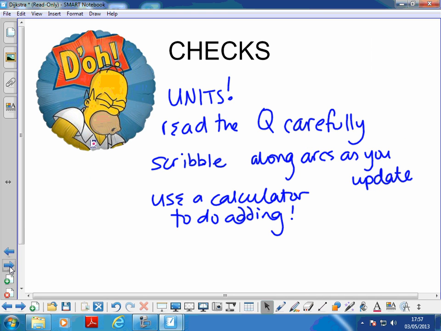Okay, so some checks that you might want to write down. Units, really important, checking that you've read the question properly. As I said, scribbling along the arcs as you update them. And personally, I use a calculator to do adding because I can't add in my head without going wrong.